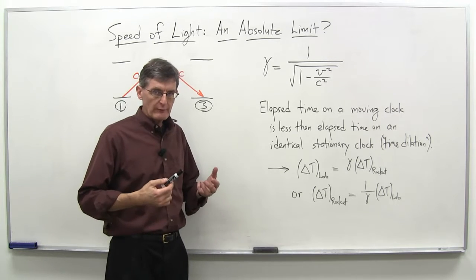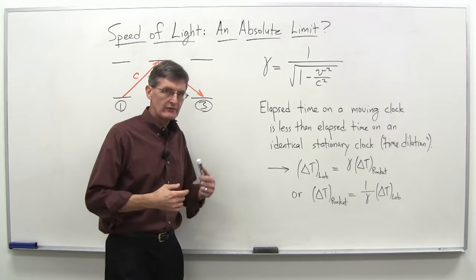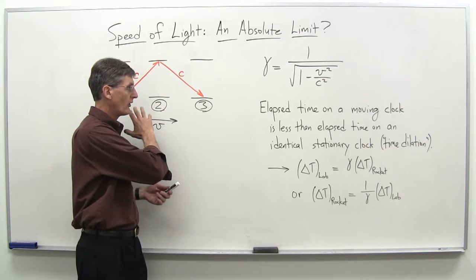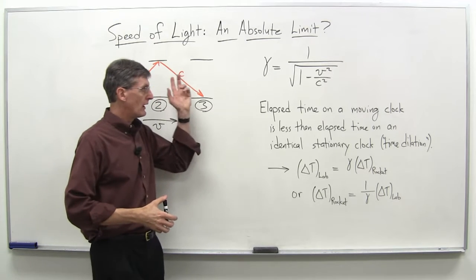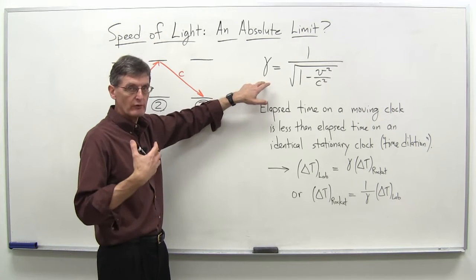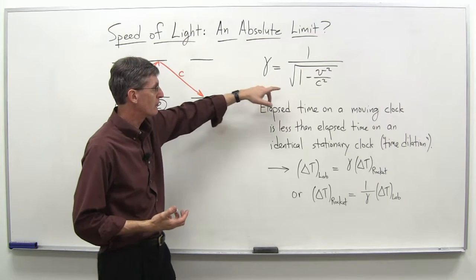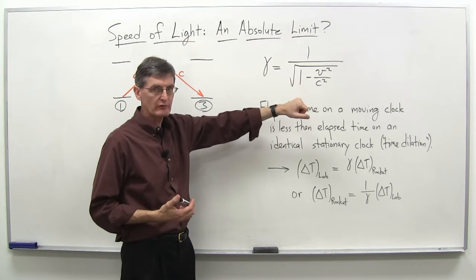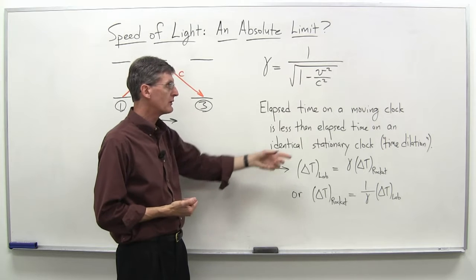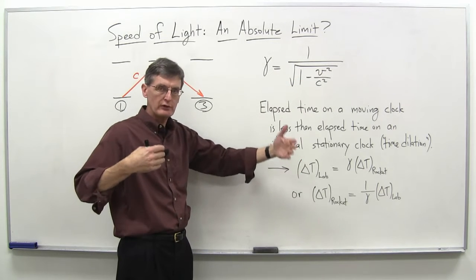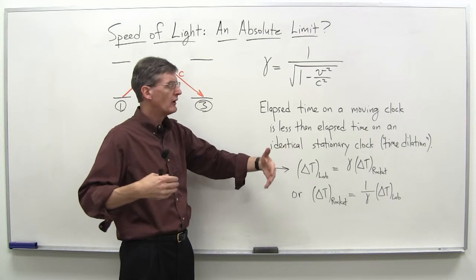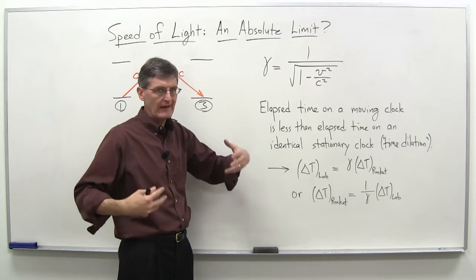Let's say a few words about the speed of light as an absolute speed limit, using our light clock as an example. Remember, we derived our expression for the Lorentz factor gamma in this form: 1 over the square root of 1 minus v squared over c squared. Clearly, there is a problem here. Remember, v is the relative velocity between two inertial reference frames. We've been using Alice and Bob.